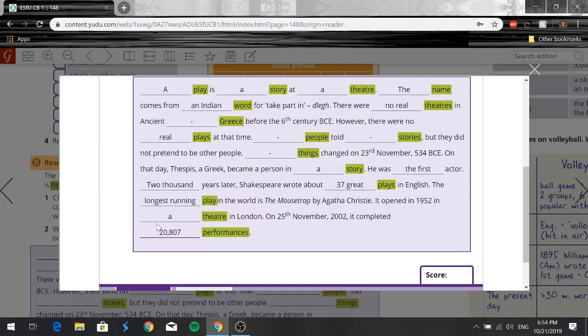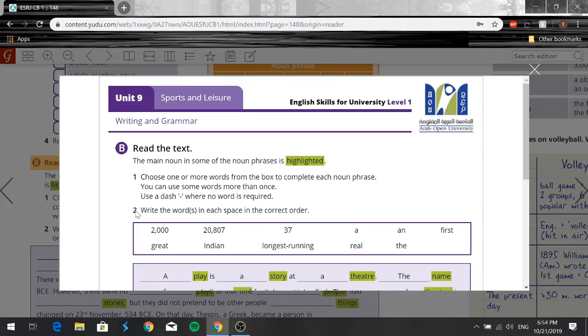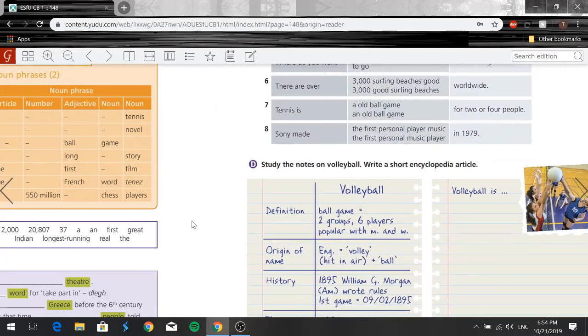2,000 years later, Shakespeare wrote about 37 great plays in English. The longest running play in the world is The Mousetrap by Agatha Christie. It opened in 1952 in a theater in London. On 25th November 2002, it completed 20,807 performances. Right? So that was exercise B, you guys. Now let's move on. What else do we have here?